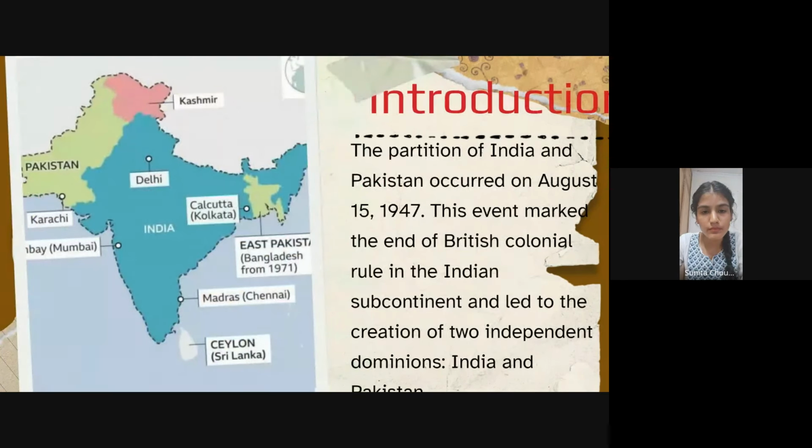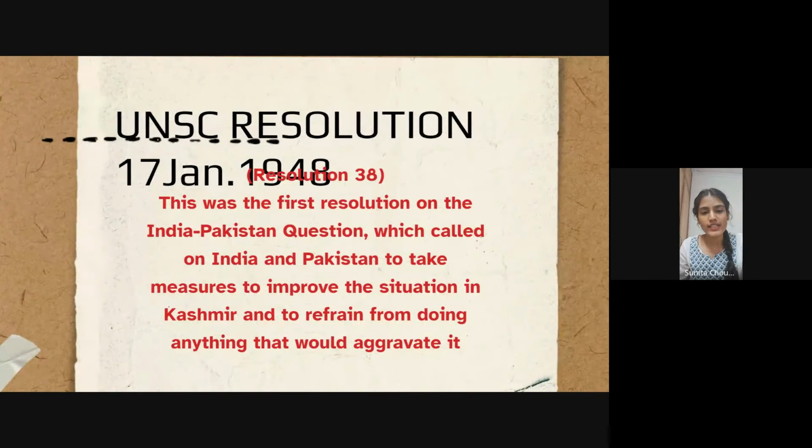Next, now let's talk about the brief history of partition. As we know, the partition of India and Pakistan occurred on August 15, 1947. This event marked the end of British colonial rule in the Indian subcontinent and led to the creation of two independent dominions, India and Pakistan. And during this time only, Pakistan made some tribesmen attacks in the area of Kashmir, and that's when the Maharaja Hari Singh of Jammu and Kashmir decided to accede with India, and he signed Instrument of Accession.